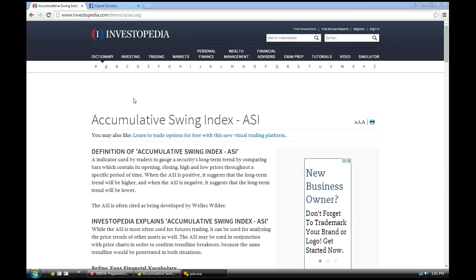When the ASI is positive, it suggests that the long-term trend will be higher. When the ASI is negative, it suggests that the long-term trend will be lower. The ASI is often cited as being developed by Welles Wilder.